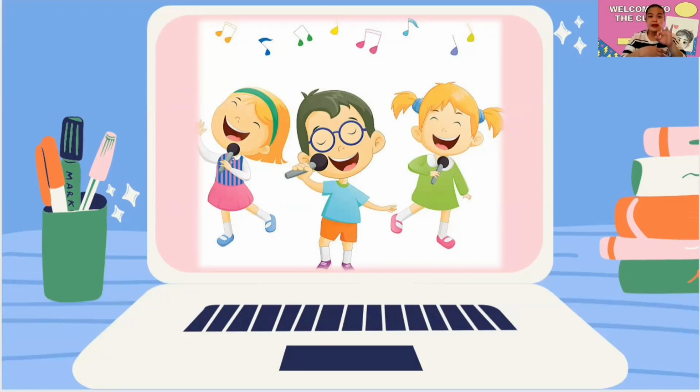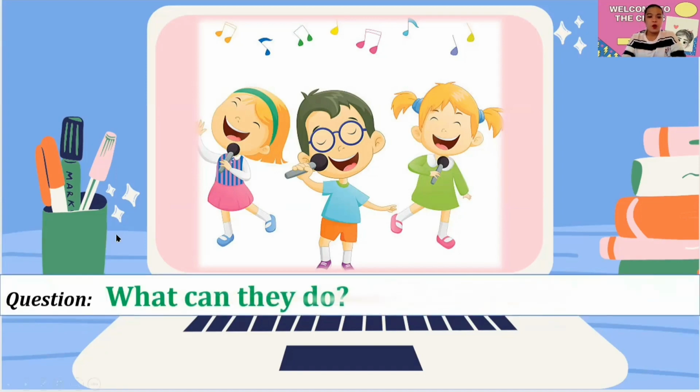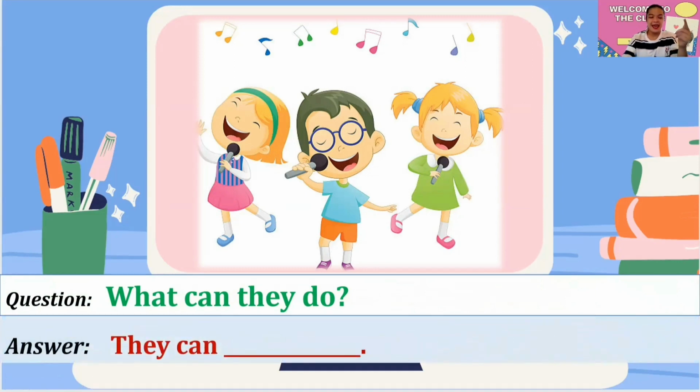Perfect. 3 kids. And what do you think are they doing? Well, we will find out by asking you this question. What can they do? What will be the answer? What can they do? Perfect. They can sing. All right. Again, what can they do? Perfect. They can sing. Now, let's read this one slowly.